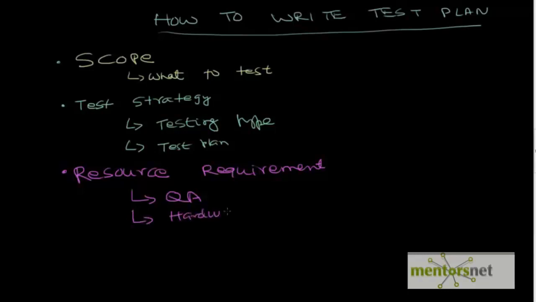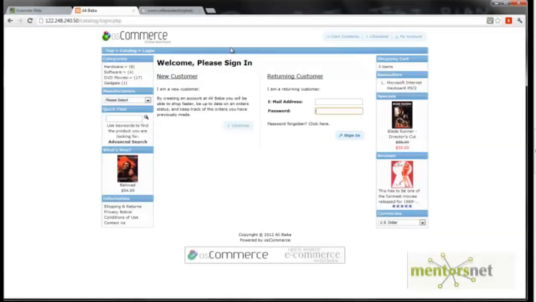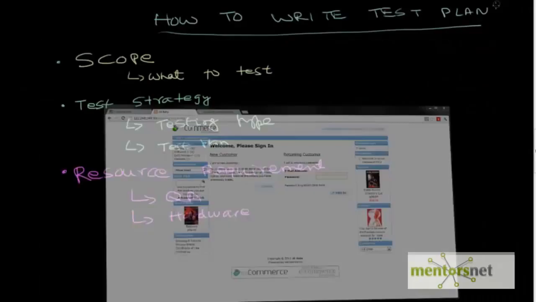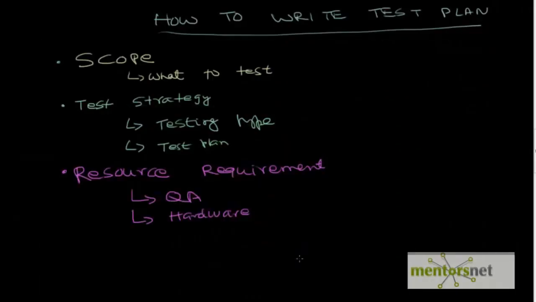Hardware means, for example, that you are testing a web-based application. In that case, you need a web server running on Linux hardware, versus a database server running on another Solaris hardware or whatever. Based on your product, you come up with the hardware that is required to test it.